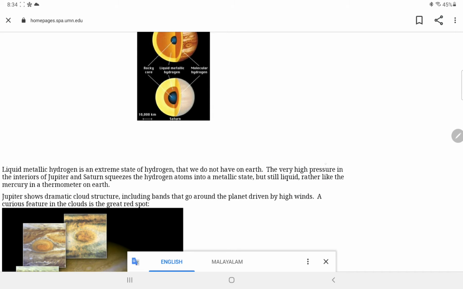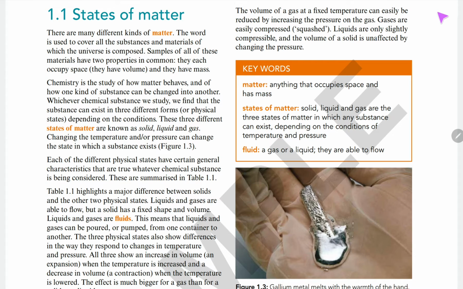So due to why? It is due to high pressure. Clear? So what are states of matter? There are different kinds of matter. The word is used to cover all substances and materials of which the universe is composed. Everything is made up of what? Matter. Small samples of all these materials have two properties in common. They each occupy space and they have mass. They need volume and they need what? Mass. So chemistry is the study of how matter behaves and how one kind of substance can be changed into another.